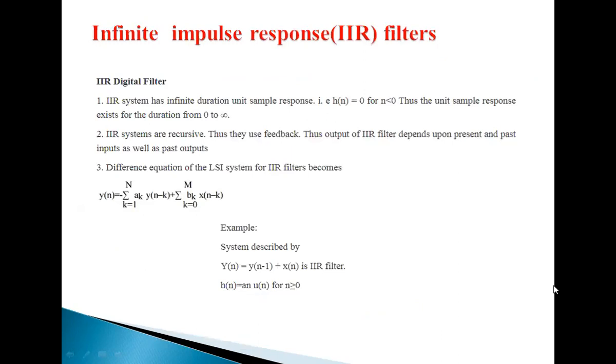The next one is the infinite impulse response filter, or simply called the IIR filter. Here the IIR system has an infinite duration unit sample response, that is again h of n equals 0 for n less than 0. Here only the duration value gets changed. In comparison with the FIR system, its duration is 0 to infinity, whereas in the FIR system we have a duration 0 to M minus 1. And these IIR systems are called recursive systems because they use feedback.